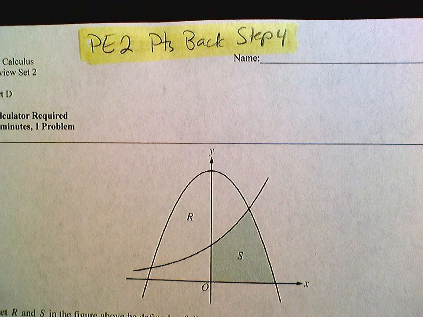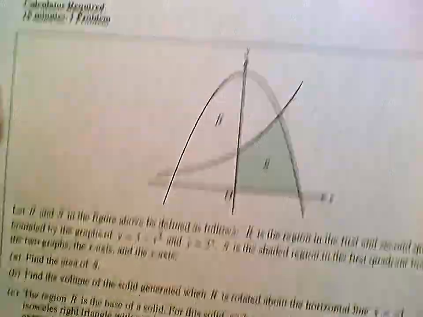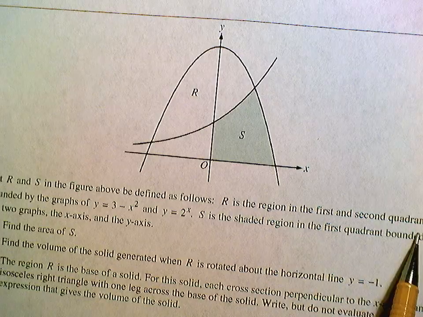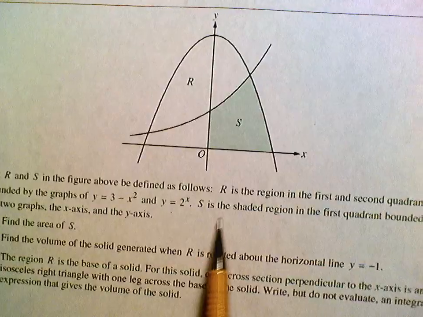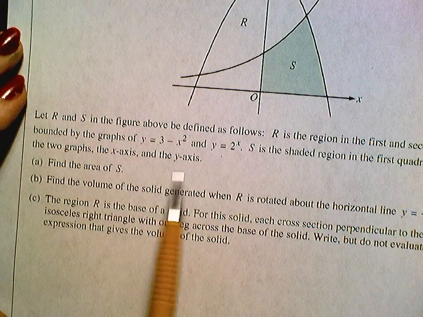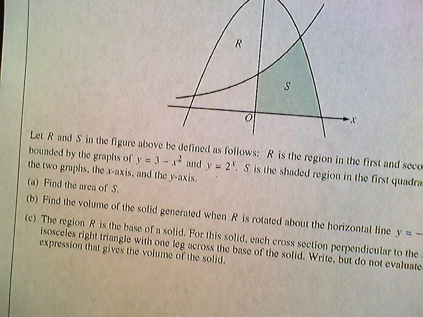Okay, practice exam 2, problem 4. This is a calculator problem. Let R and S in the figure above be defined as follows. R is the region in the first and second quadrants, bounded by those graphs. S is the shaded region in the first quadrant, bounded by the two graphs, the x-axis and the y-axis. Find the area of S.